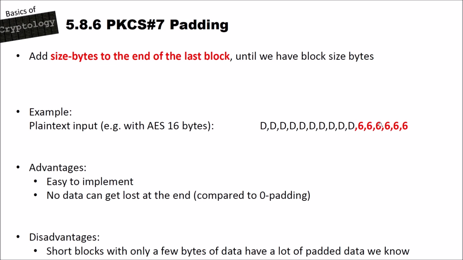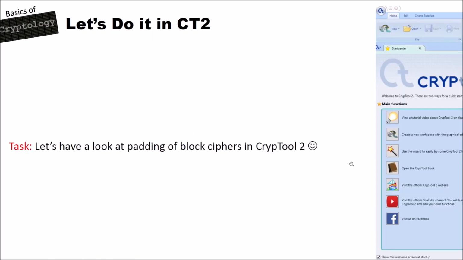5, and then with 4, 4, 4, 4, 4, 3, 3, 3, 2, 2, or 1 if we have this here. The advantages of this mode is it's also easy to implement and no data can get lost at the end compared to the zero padding. Disadvantages are that short blocks with only a few bytes of data have a lot of padded data again that we know.